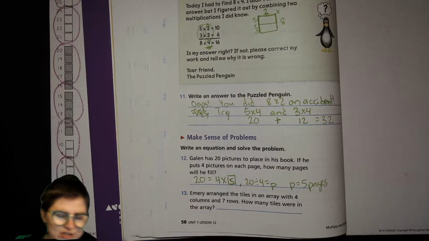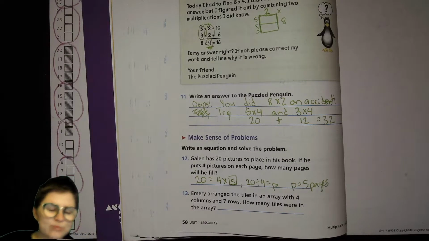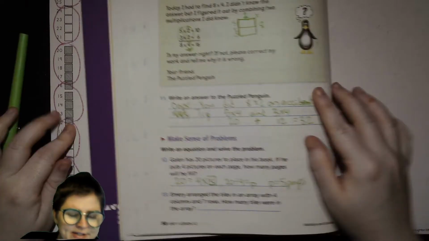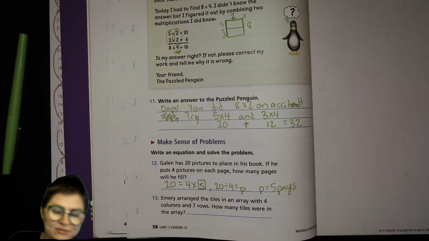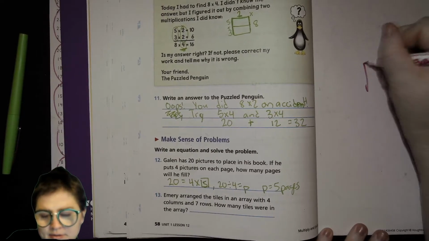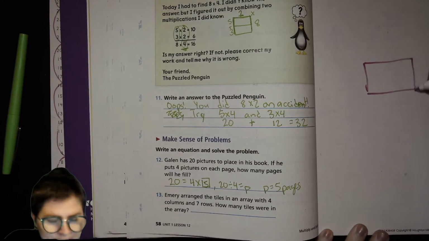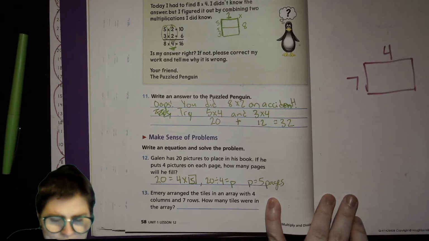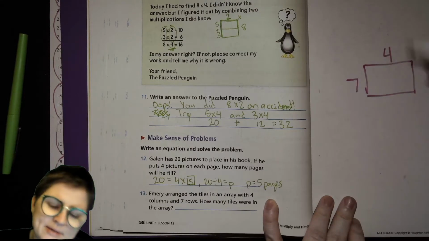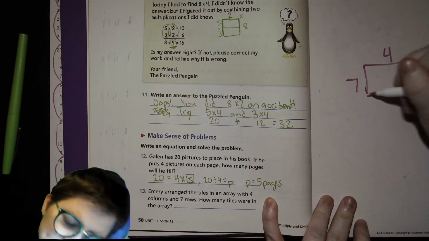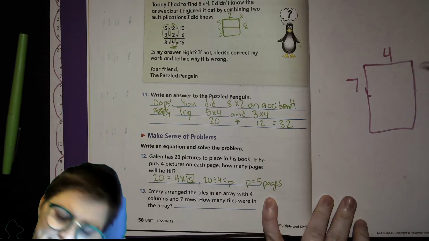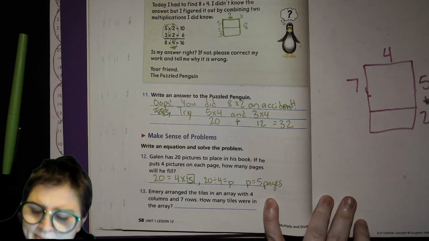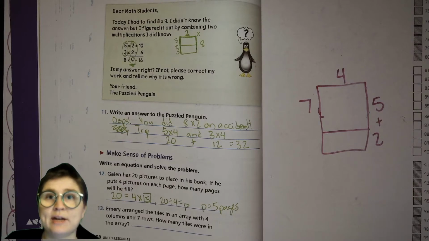Emery arranged the tiles in an array with 4 columns and 7 rows. How many tiles in the array? I'm going to draw a quick picture of that. So 4 columns and 7 rows. I'm going to decide, let me do it like this. I'm going to break that 7 up, just like we practiced, into 5 and 2. Because 5 plus 2 is 7, right?